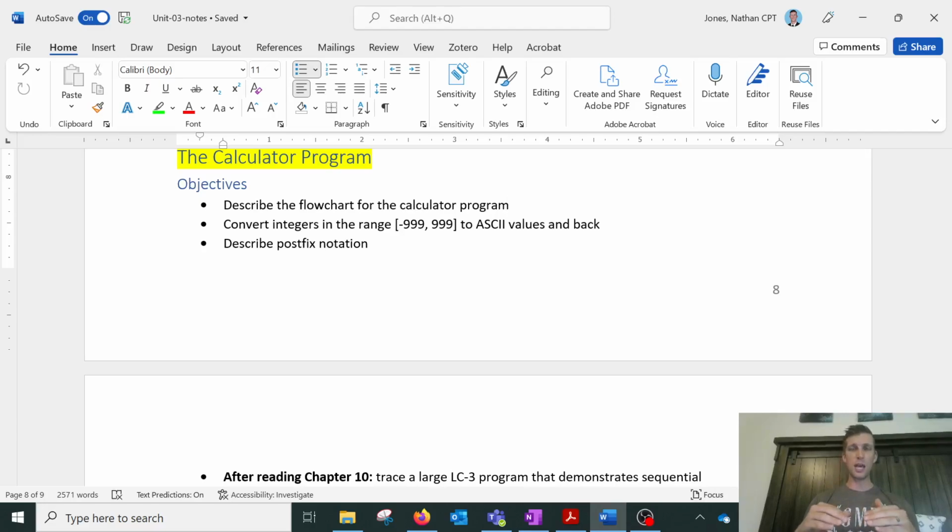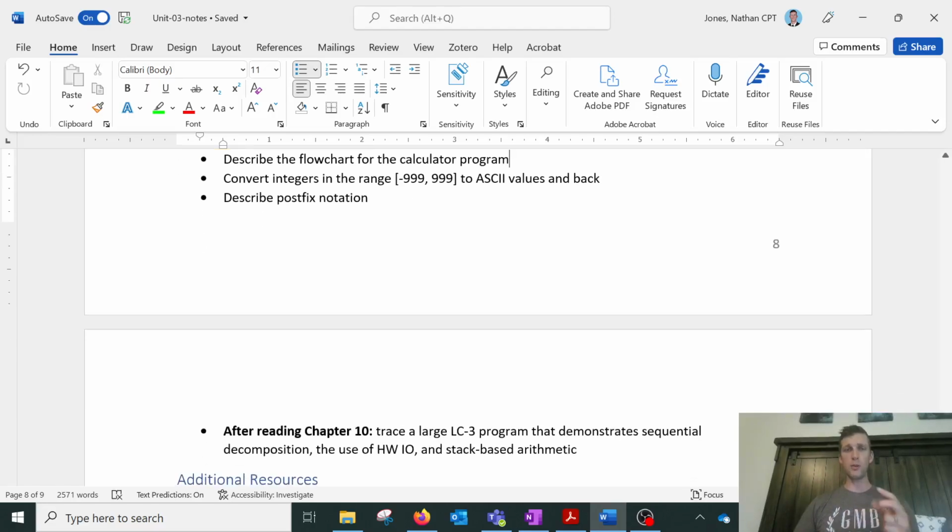My objectives today are to introduce this program to you. So we're going to take a look at the flowchart for what the authors came up with. And I won't go through it piece by piece, but there's a couple of important things that are new to us in this program that I want to talk about, which are, number one, how to convert integers in this range to their ASCII values and back again. That's kind of a unique thing in this chapter that I want you to be able to understand.